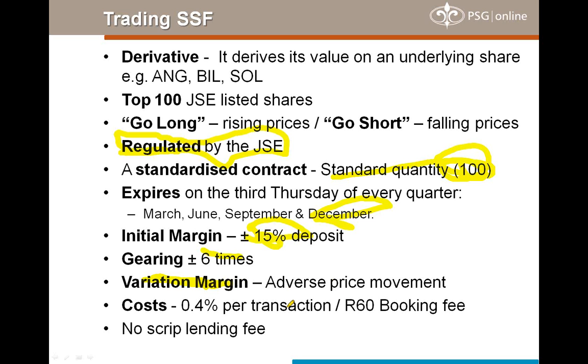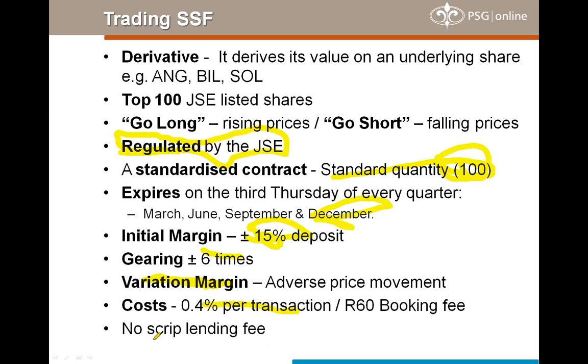Okay. Costs again, as I say, very, very cheap, 0.4% per transaction. You also consider that there's a 60 Rand booking fee every time you open up a trade on a particular contract. So if I want to open up a contract on Anglos now and 10 minutes later I want to open up another contract, you only pay that 60 Rand once off per day, per contract, per symbol as such. If I open up Anglos today and I open up another contract tomorrow, I'd be paying 2 separate 60 Rand booking fees. Remember, this is all part of costs. You want to try and minimize your costs.